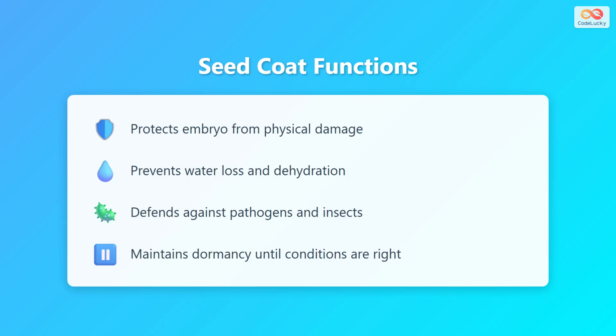The seed coat performs several critical protective functions. It protects the embryo from physical damage caused by impacts, crushing, or abrasion. It prevents water loss, keeping the embryo from drying out during dormancy, which could last months or even years. It defends against pathogens like bacteria and fungi, as well as insects that might try to feed on the nutritious contents. Finally, it maintains dormancy, keeping the embryo in a state of suspended animation until environmental conditions like temperature, moisture, and light signal that it's safe to germinate.